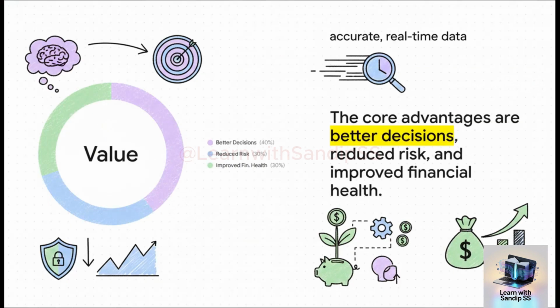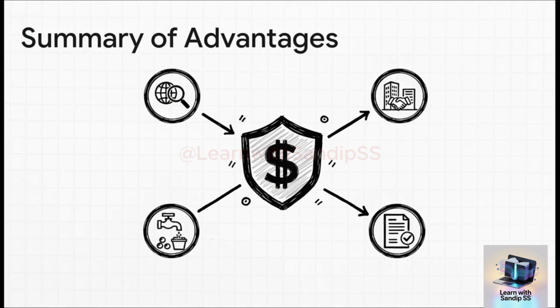First, when you have accurate real-time data, you just make fundamentally better, smarter decisions. Second, by anticipating your liquidity needs, you dramatically reduce financial risk. And third, by optimizing everything, you seriously boost the company's overall financial health. And let's be super clear, we're not talking about fuzzy concepts here. These are real, tangible benefits you can measure.